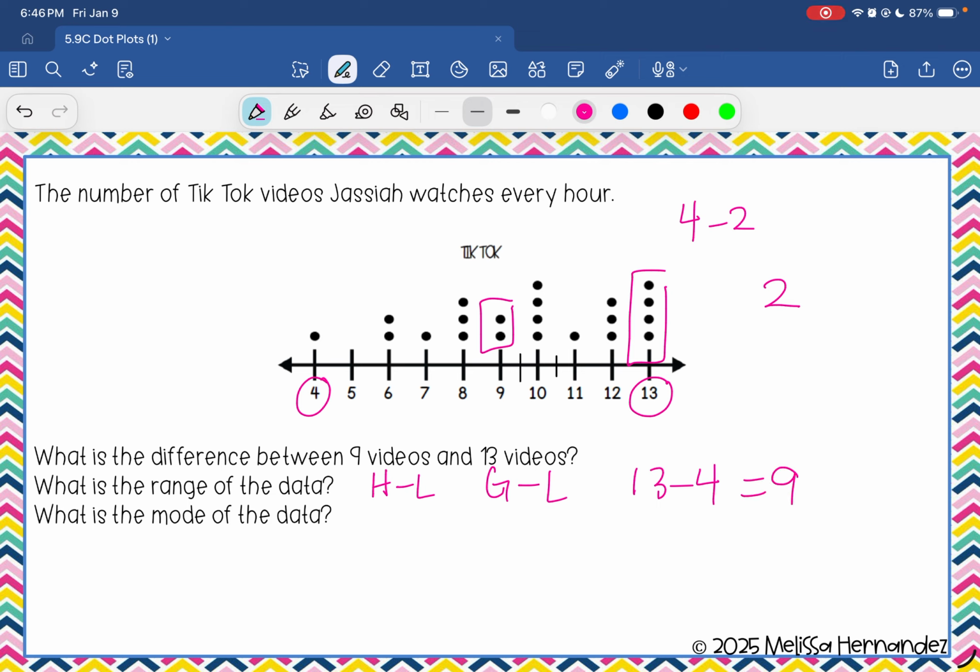The mode is the one that shows up the most. You don't always have it, and there can be more than one. So if you notice, 10 and 13 both have 4, and so that would be the mode. So the mode of this data is 10 and 13.